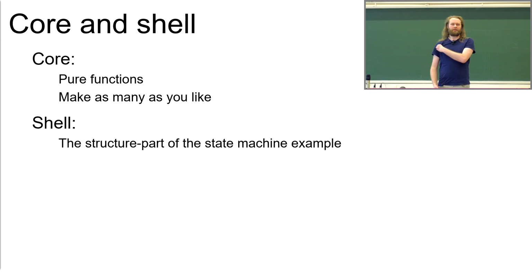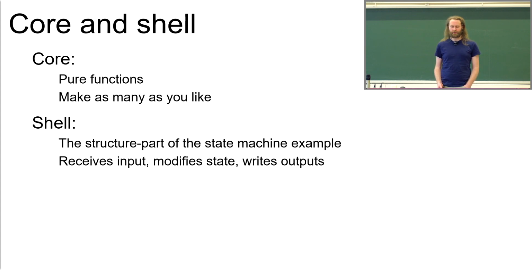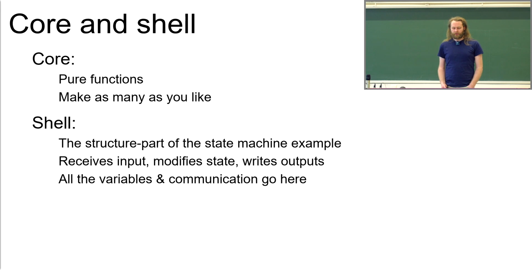And you'll see in the state machine example that you saw in exercise 4, this is how it is structured. Right? So you have choose direction and should stop. These are pure functions. And then actually stopping and actually moving, that is part of the shell. So the shell receives the inputs, it modifies the state, writes the output, but it doesn't figure out what to do. So all of the variables in communication go here.